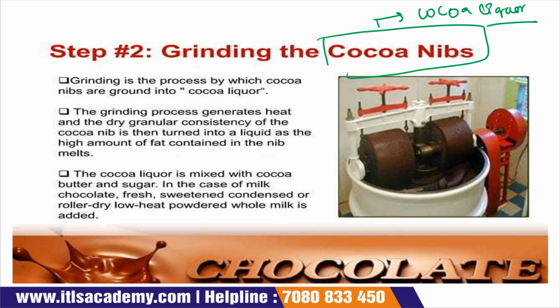Now come to the slide, see what is written in the slide. Grinding is the process by which cocoa nibs are ground into cocoa liquor. The grinding process generates heat, and the dry granule consistency of the cocoa nibs is turned into a liquid as the high amount of fat contained in the nibs melts because of the heat generated. The cocoa nibs, which are of dry granule consistency, are converted into cocoa liquor, which is liquid.